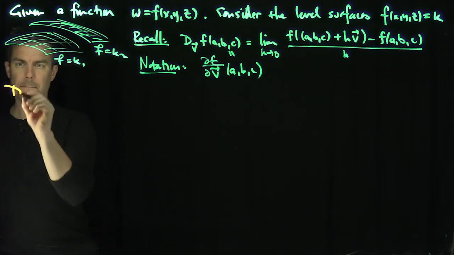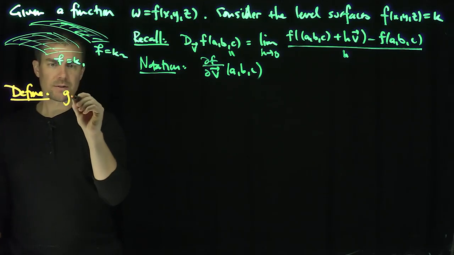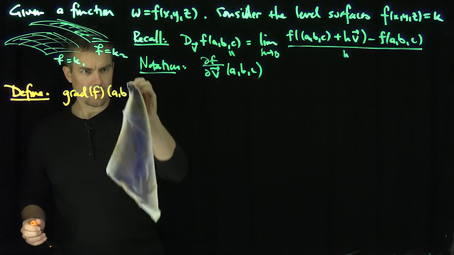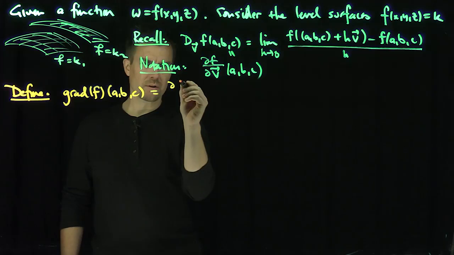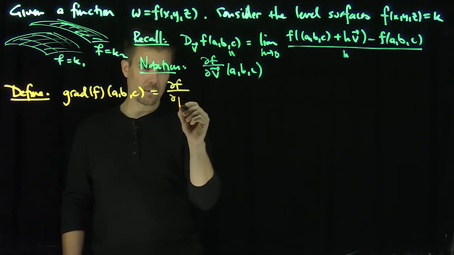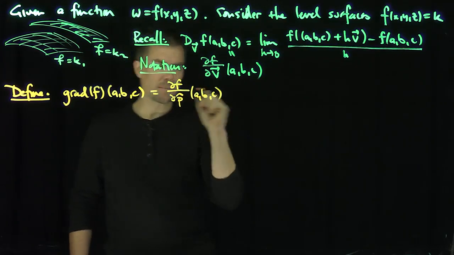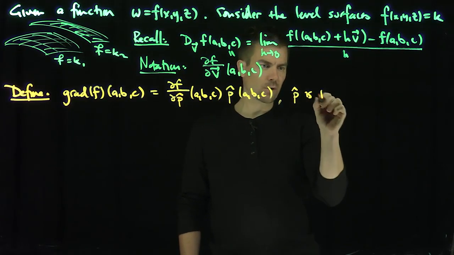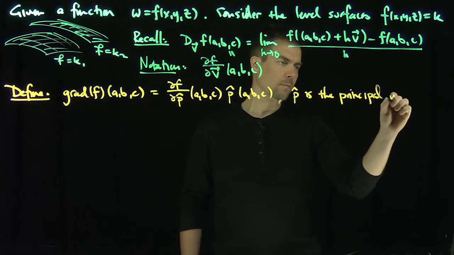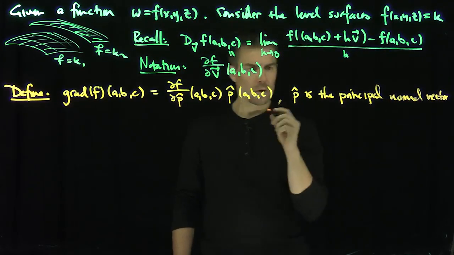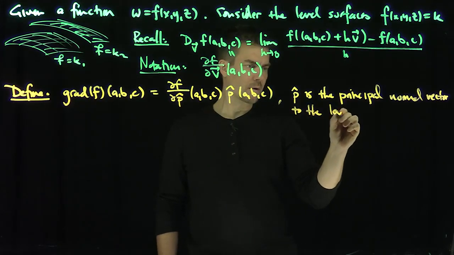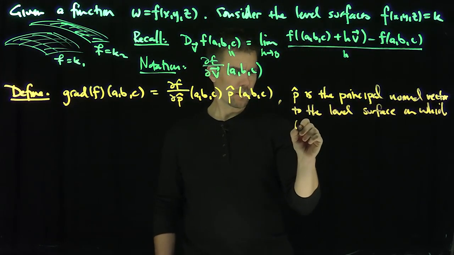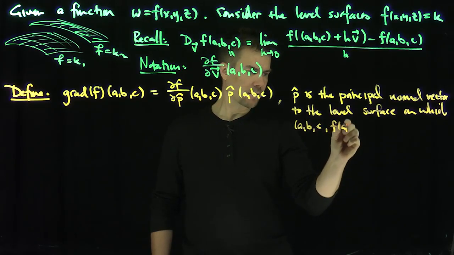Define the gradient of f at the point a, b, c to be the directional derivative of f in the direction of the normal vector p hat at a, b, c, and then p hat at the point a, b, c, where p hat is the principal normal vector to the level surface on which the point a, b, c, f of a, b, c resides.